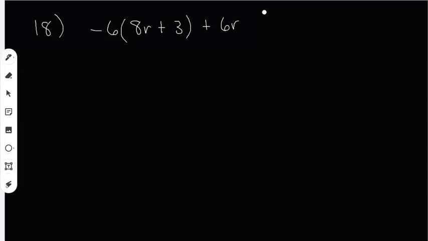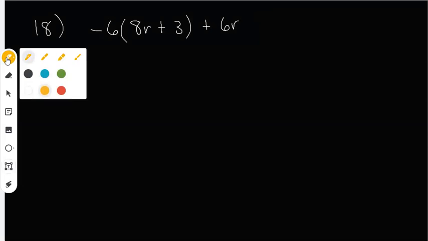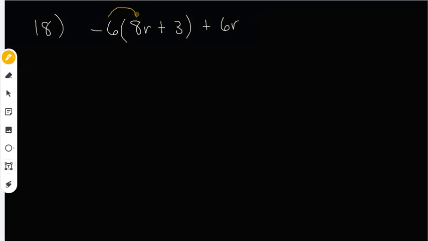So for this one, notice that I have distributive property. I have a number on the outside, -6, and I have two terms on the inside. With distributive property, I'm going to multiply -6 by everything on the inside, by the 8r and by the 3. What happens when I multiply -6 by 8r? I'm going to get -48r. The next thing I'm going to do is multiply the -6 by the 3, and I'm going to get -18.